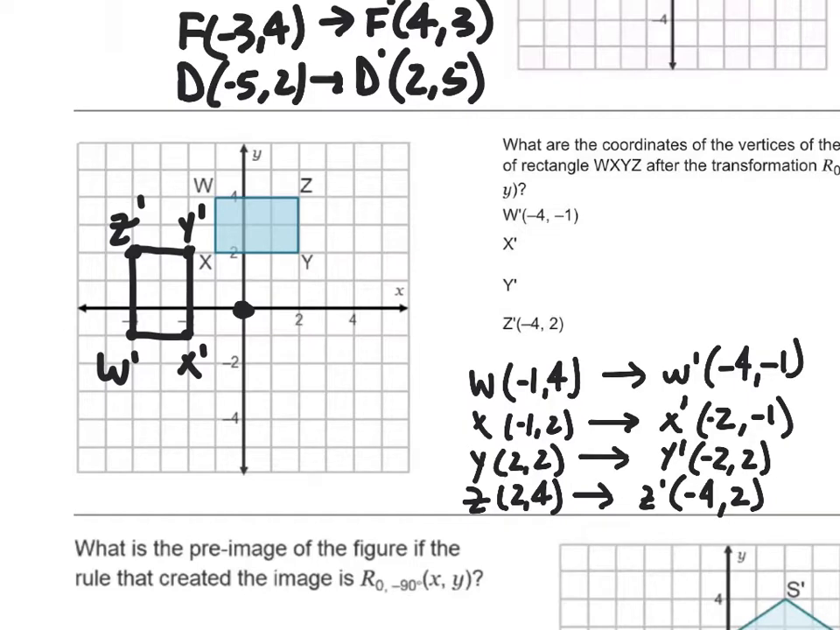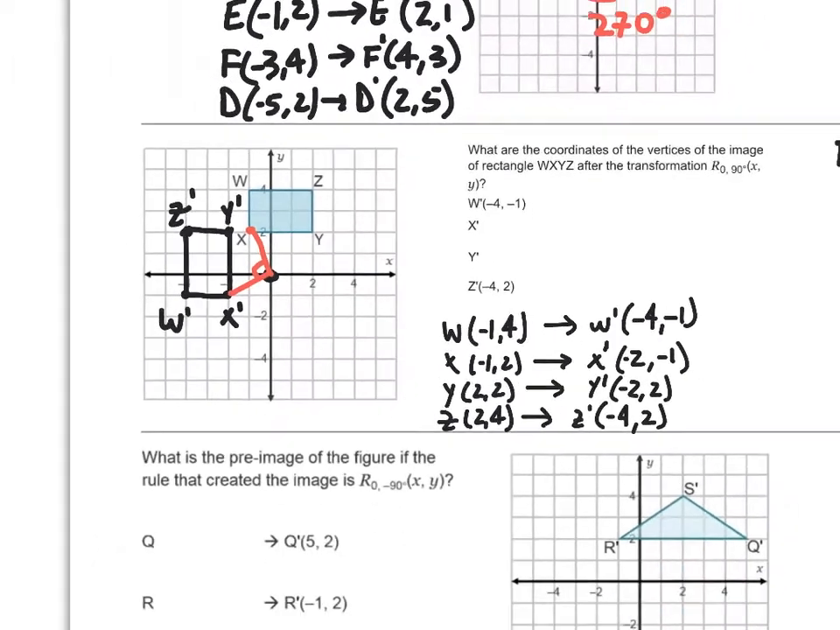We can always check: if I connected X through the origin to X prime, do I have a 90-degree angle? That's what I'm doing. All right, so that's that.